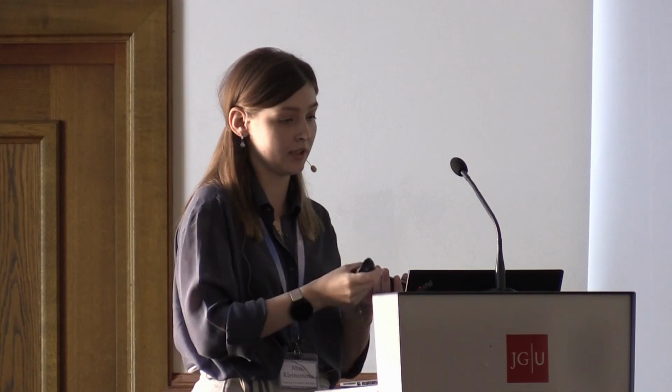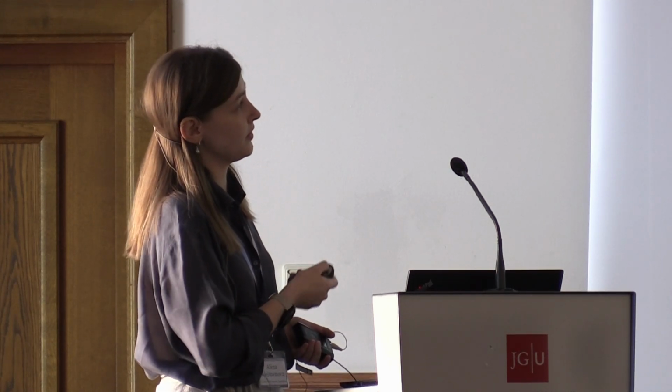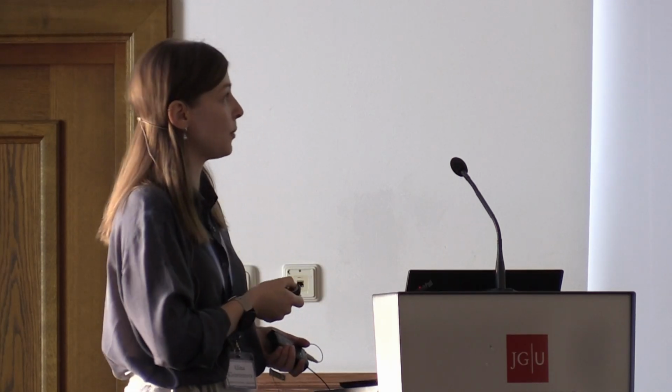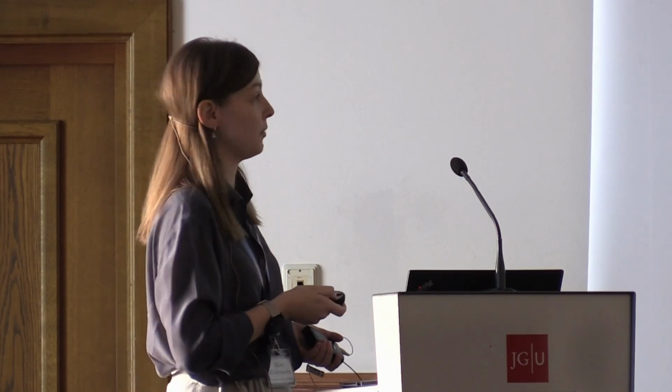The y-axis here is the closest distance of approach, which is also computed at this point. It basically measures the distance to the interaction point from the propagation. The signal and control regions are defined in this parameter space, and the precise values are shown on the slide. During the analysis, we kept both regions blinded, and we opened them only after the analysis was approved by the collaboration.